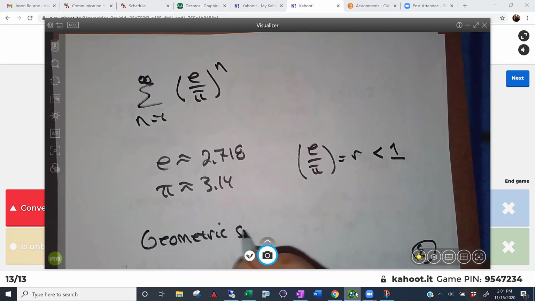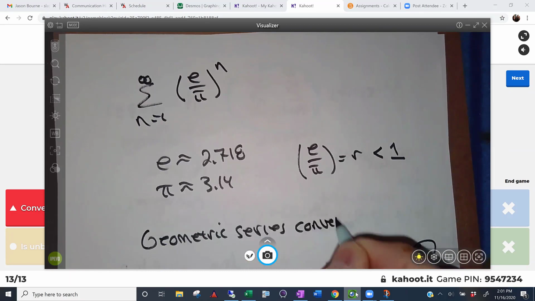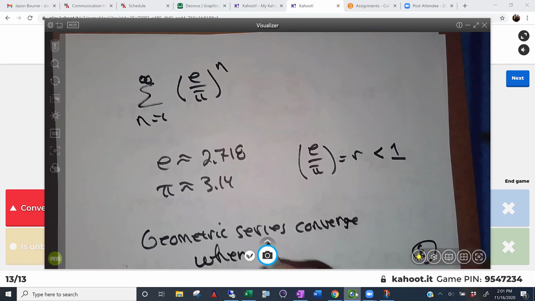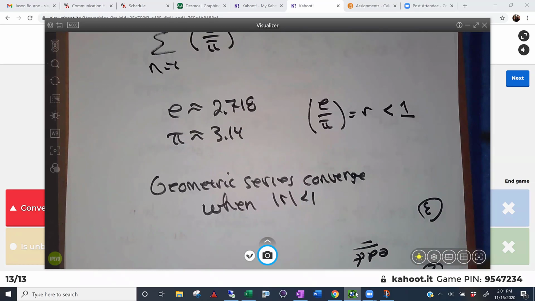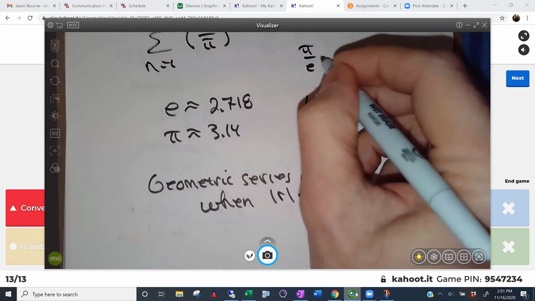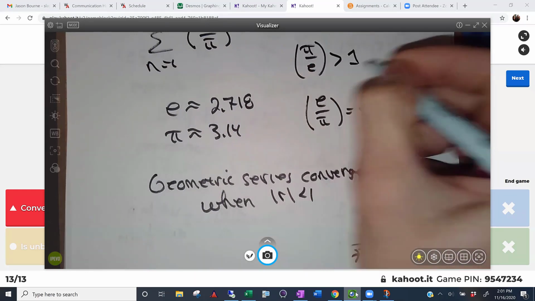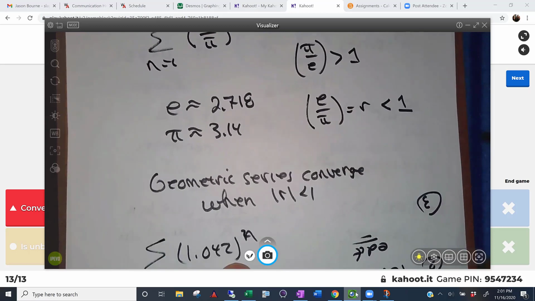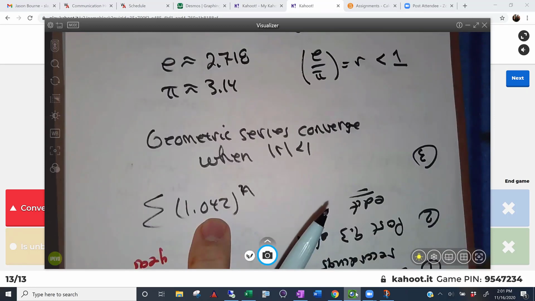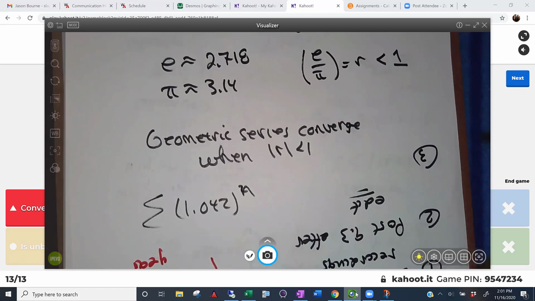Yeah, geometric series converge when R is less than 1. Yep. So that one converges. Now, had I written it the other way around, pi over e, that'd be greater than 1, and then the series would diverge. So look carefully at this ratio. I might give you a number, I might not. I mean, earlier I had 1.042 to the nth power. That one diverged because this was bigger than 1. Barely. But it was bigger than 1.